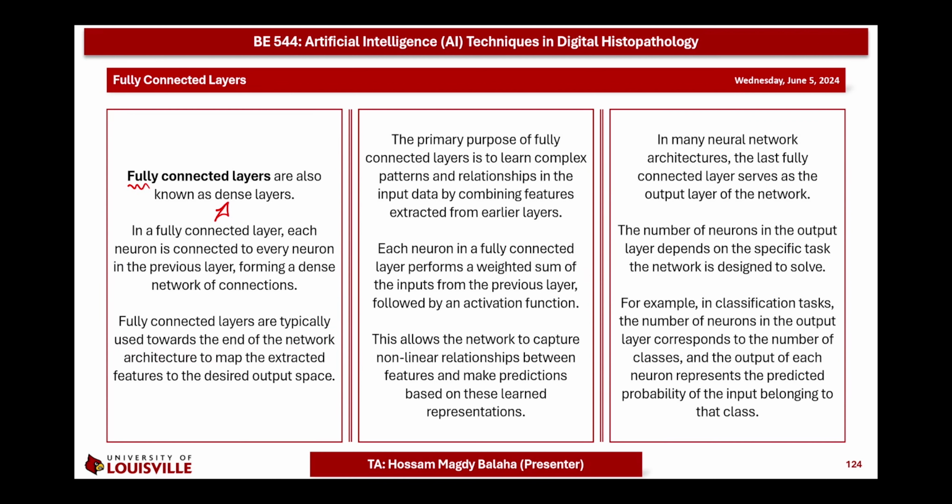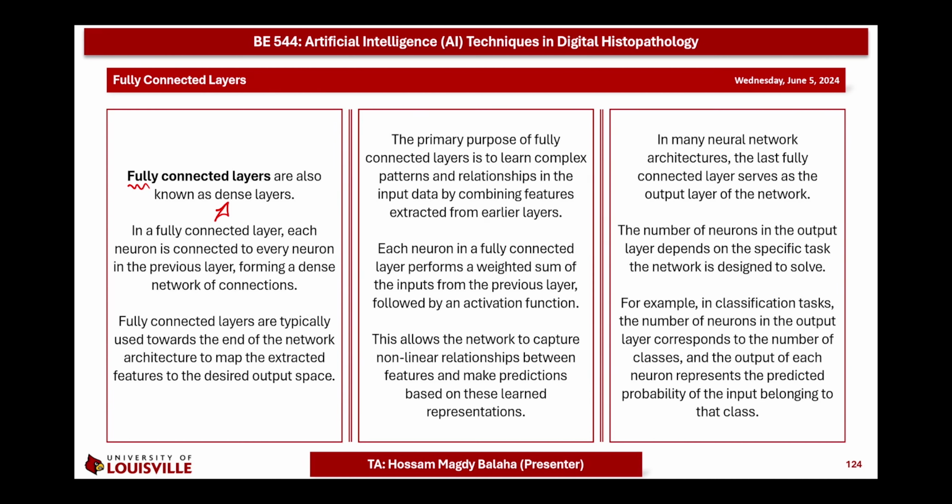This will also introduce some nonlinear relationships learning between the features. So activation functions are introduced in the fully connected neurons and in the convolutional layers. This means that convolutional layers and fully connected layers contain learnable parameters, which are the weights and the biases, while pooling layers do not have any learnable parameters.